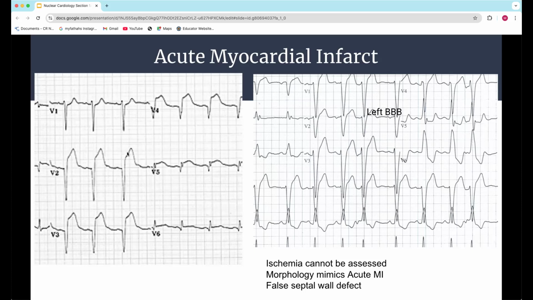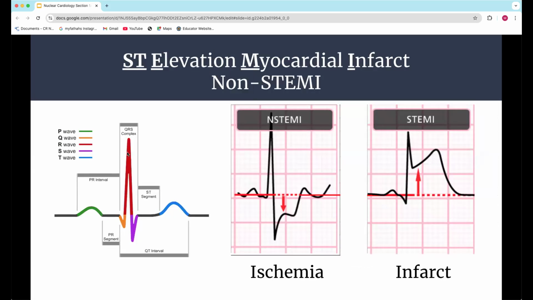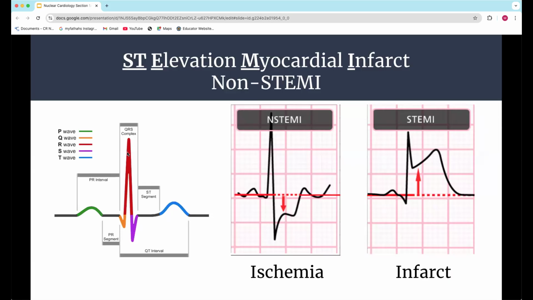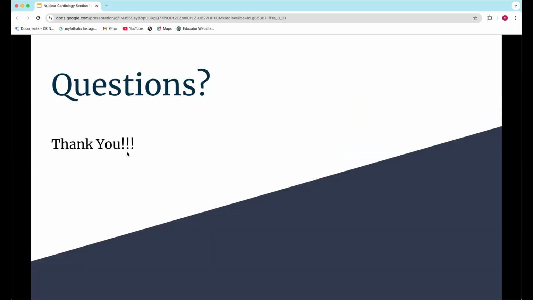And again, like I mentioned in the beginning of the class, most of you will probably have an EKG tech there, but still, it's good to be able to recognize some of these things. Okay, and I think we are done. That is it. Any questions? Not that I can think of.